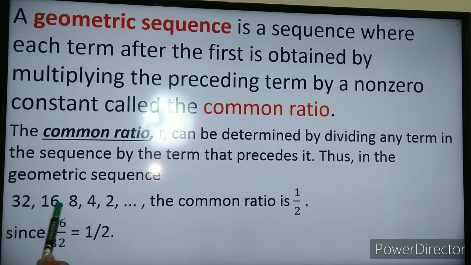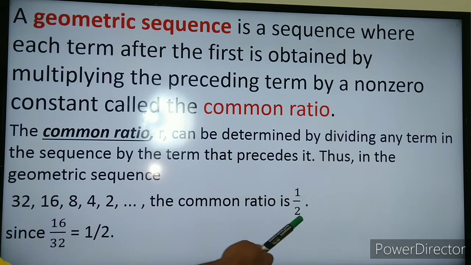Example: 32, 16, 8, 4, 2. This is the example of a geometric sequence. And to find the common ratio, we will divide 16 divided by 32, 8 divided by 16, 4 divided by 8, 2 divided by 4. If the answer is the same, we call it common ratio. Therefore, the common ratio here is 1/2.